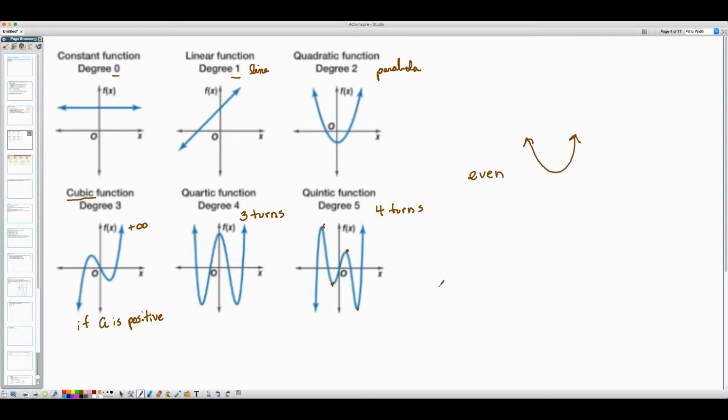What have I got here? If it's even, it's going to start at the top and go up to the top. It's going to start at positive infinity and go to positive infinity. If it's odd, it's going to start at negative infinity and go up to positive infinity.